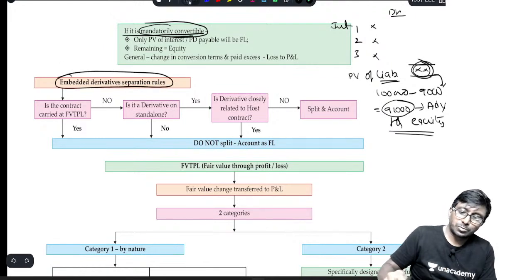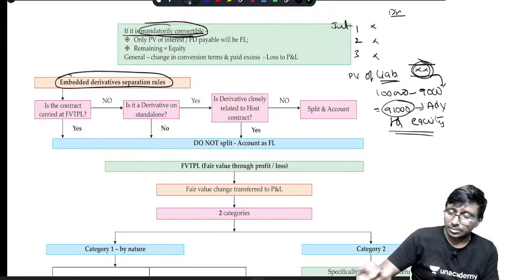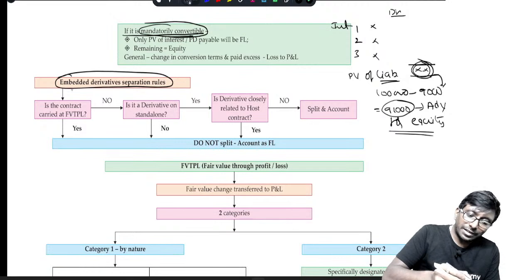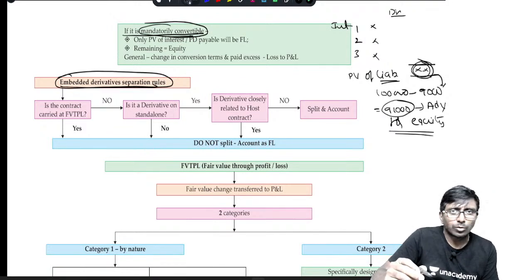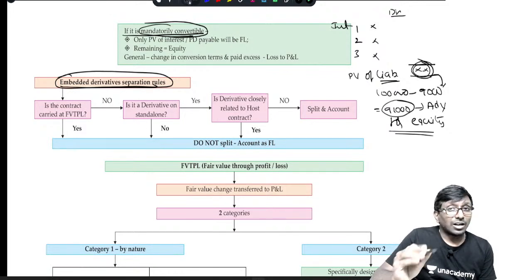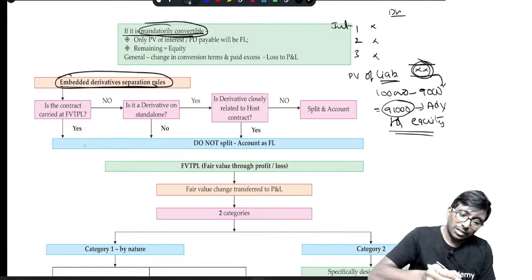Here this concept is there. It's okay, we don't spend too much time. Let me clear it somehow. Embedded derivatives are there. Are we supposed to separate them? Not always, not exactly. It is based on 3 questions.